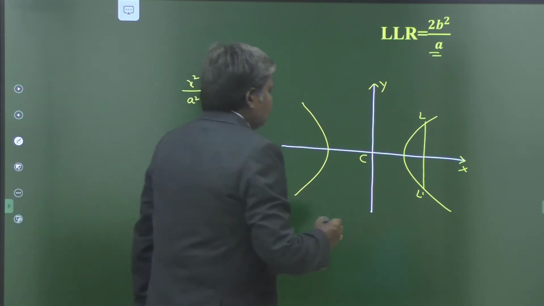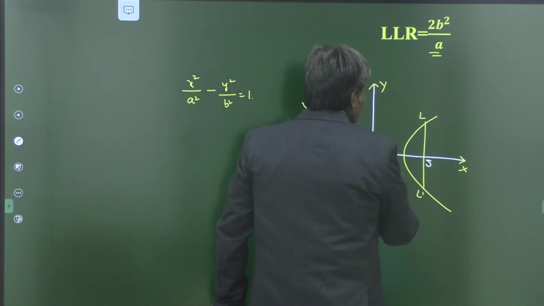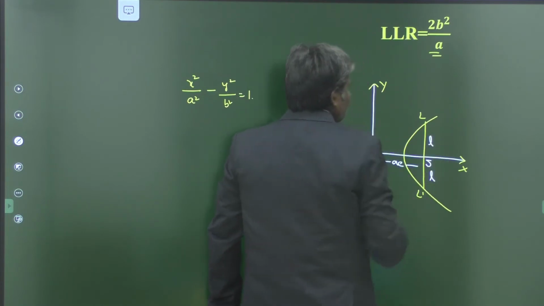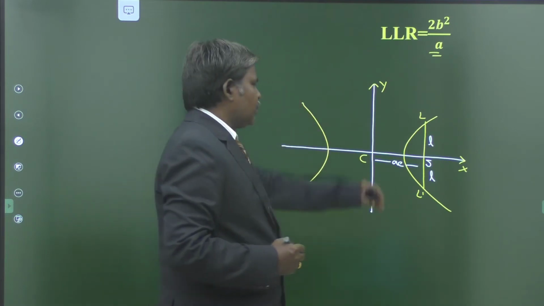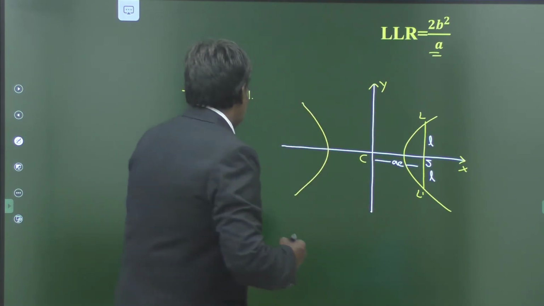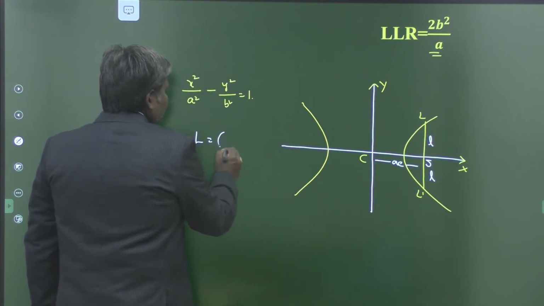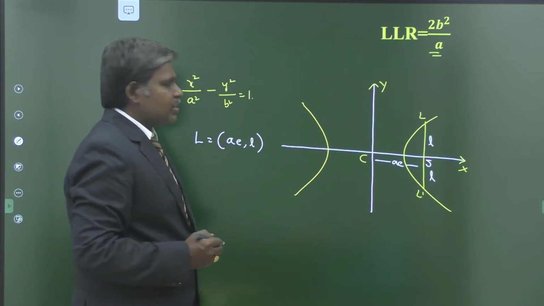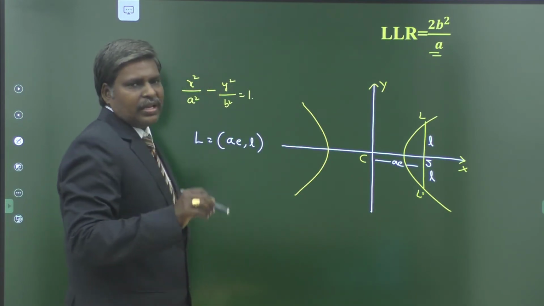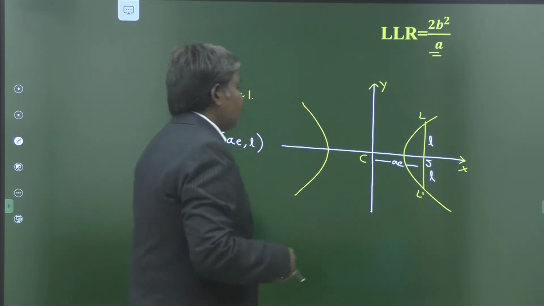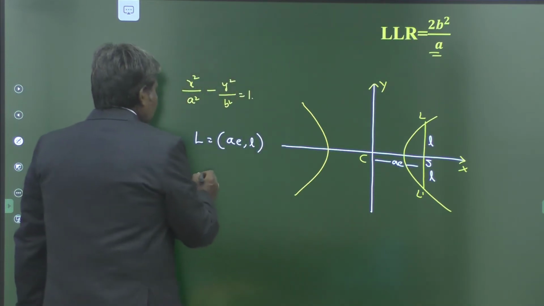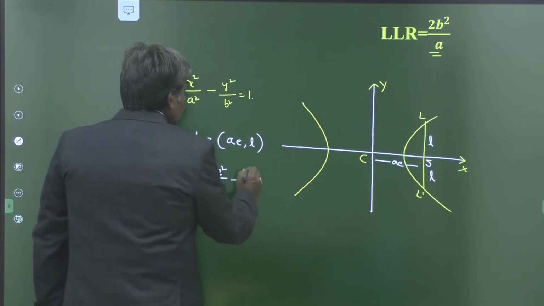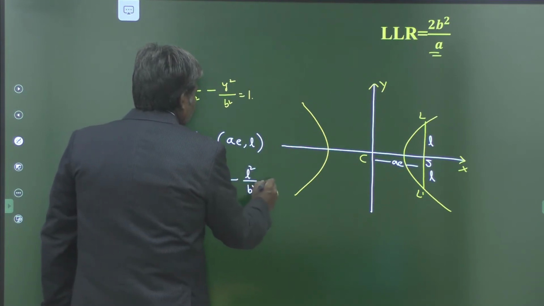All of you know that the distance from center to the focus is ae. Suppose its length is l, then automatically the other half is also l, as the curve is symmetric about x-axis. Therefore, the coordinates of L are ae comma small l. It lies on your hyperbola. You just substitute there. You can get the value of l, and hence you can find the value of L dash. X square means a square e square by a square minus y square means l square by b square is equal to 1.